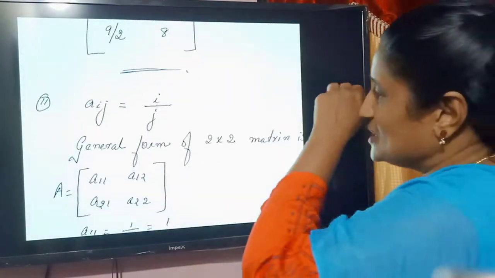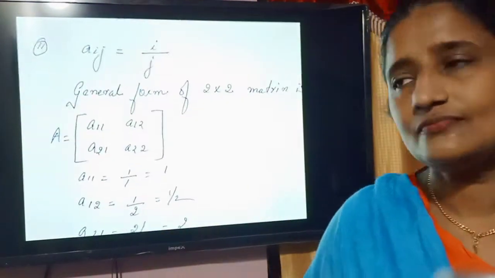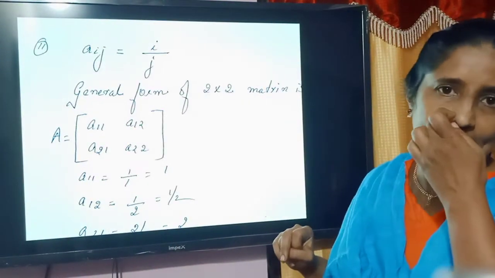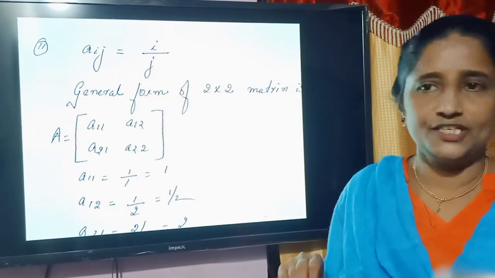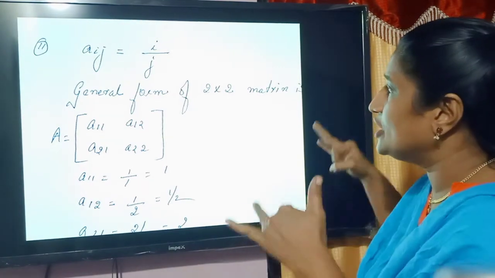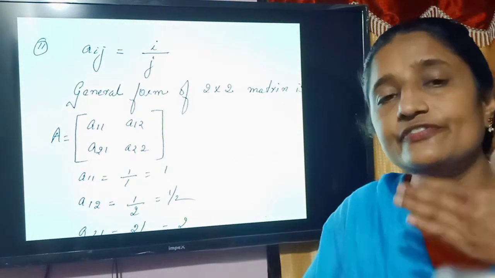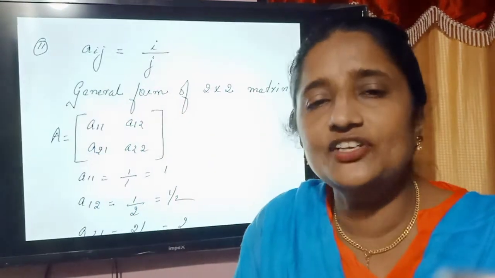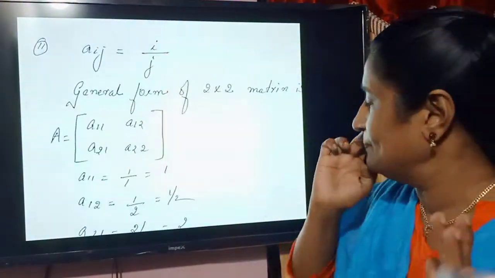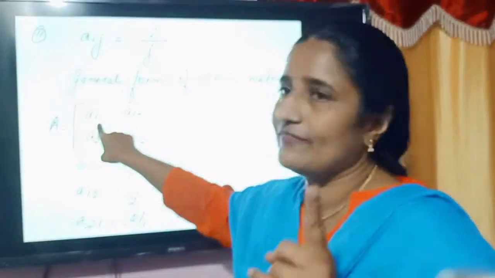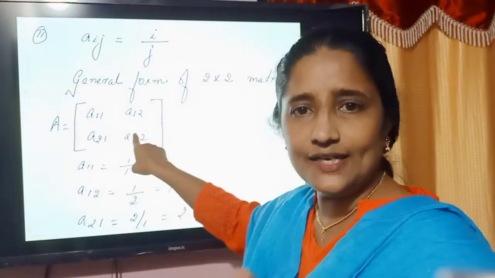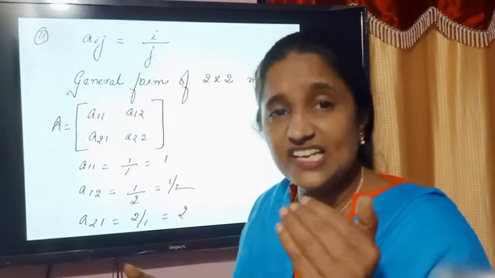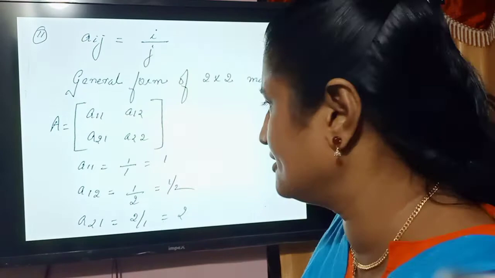Similarly, let us come to the second question. Aij equals i by j. This is the second question. Aij is equal to i by j. Now, here also the matrix is defined in the case of a 2 by 2 matrix. You need to form a 2 by 2 matrix. First you write the standard form of a 2 by 2 matrix. The standard form is A11, A12, A21, A22. Then, as in the previous case, substitute the values of i and j.